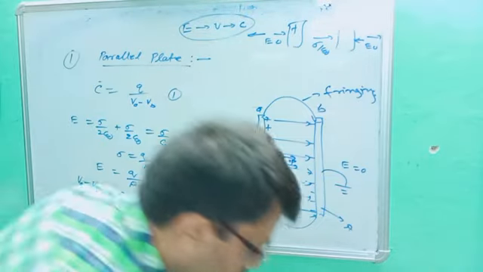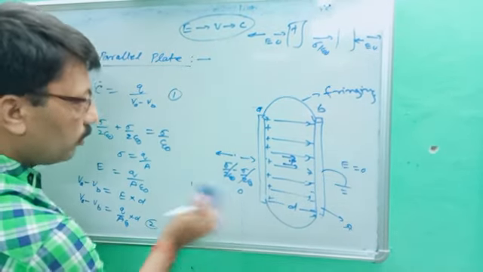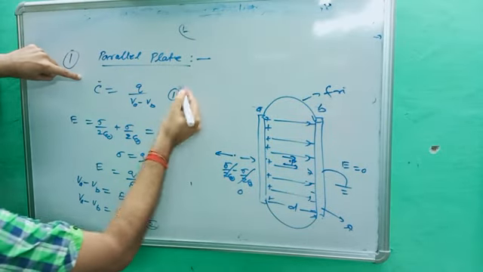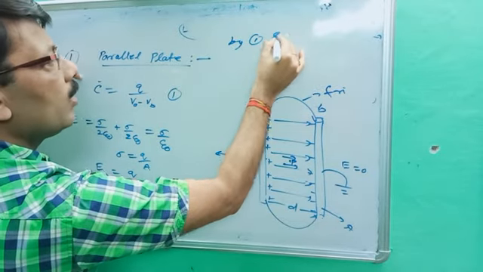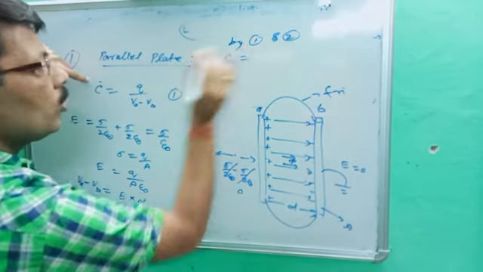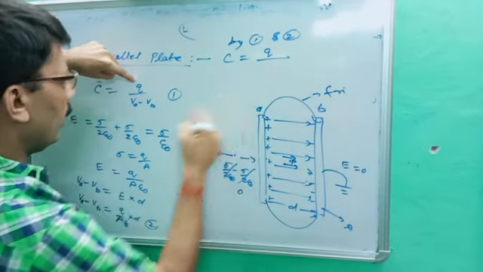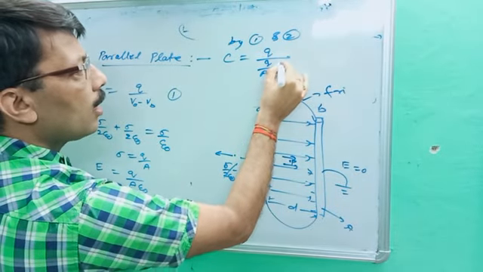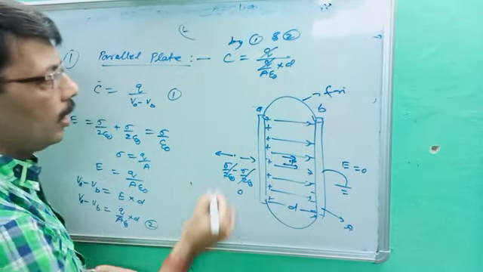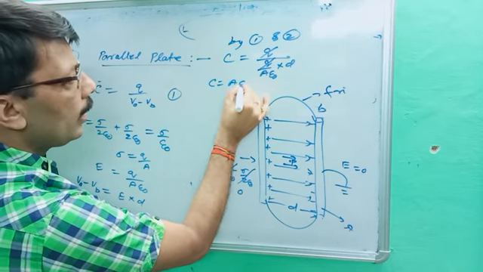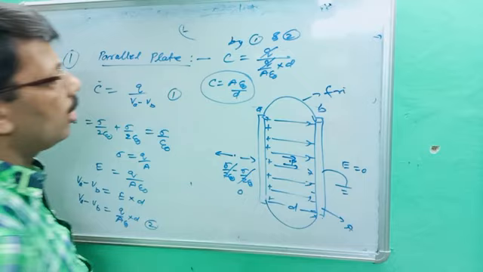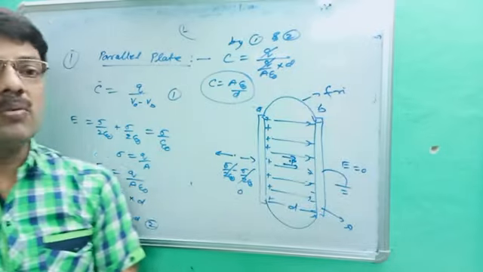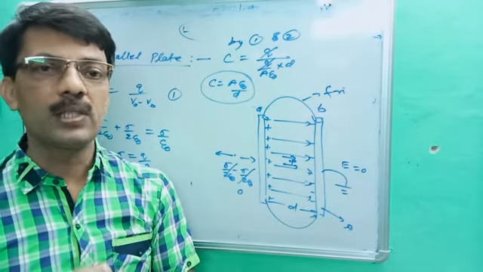Now the last topic, what is C? For C, we put the value from the second equation into the first. C is equal to Q upon VA minus VB. What is the value of VA minus VB? Q upon A epsilon naught into d. Q cancels out, and very easily we get C is equal to A epsilon naught upon d. This is the formula for parallel plate capacitance. Once again we come to the conclusion that capacitance doesn't depend on charge.